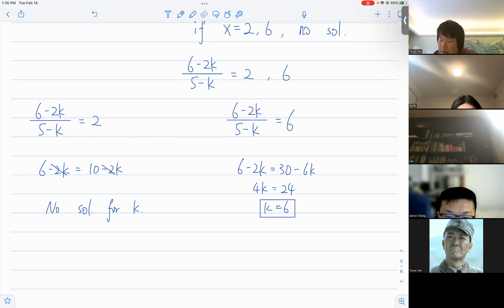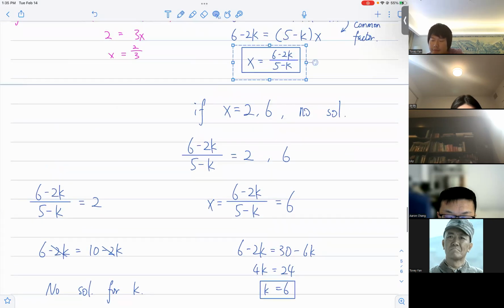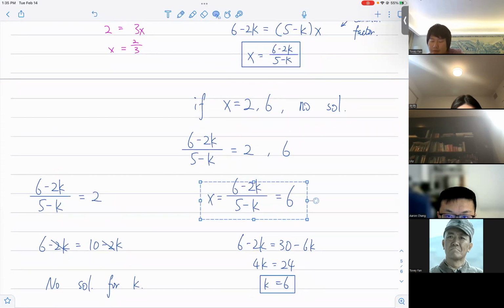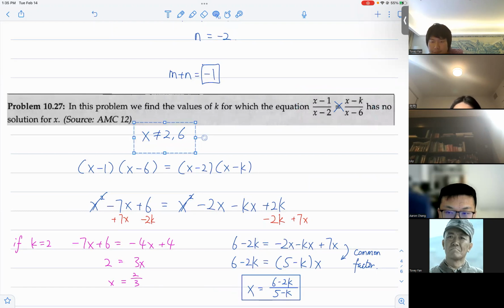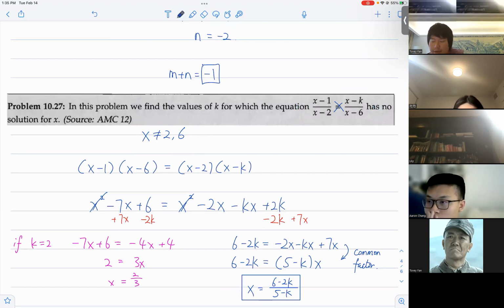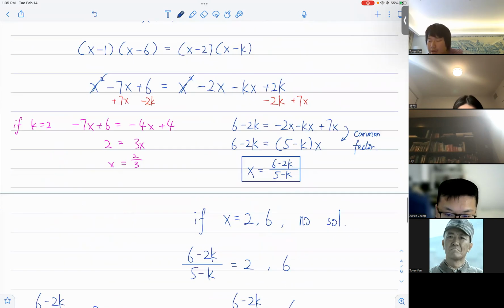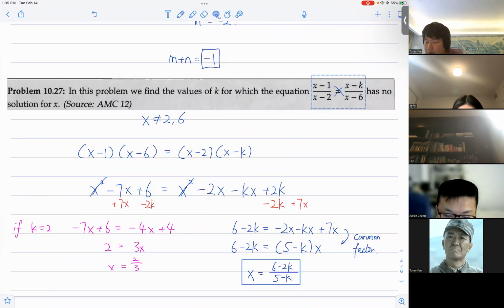So what this means is that if k equals 6, this thing equals 6, right? What is this thing? This thing is x, remember? So if k equals 6, x equals 6. The only solution for x is 6. And going back, we know that x cannot be 6. So there's no solution. To verify this, we know k is 6, so we can make k equals 6.